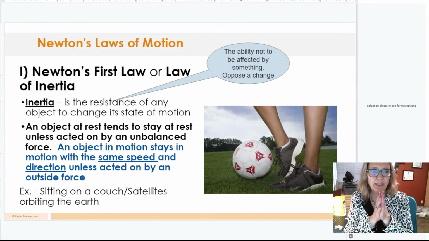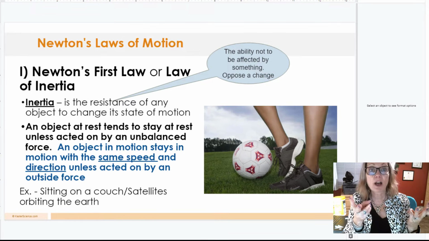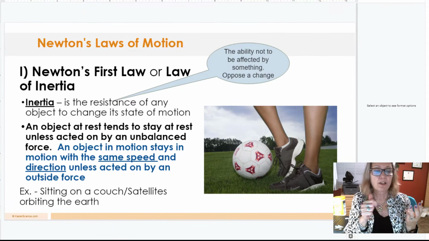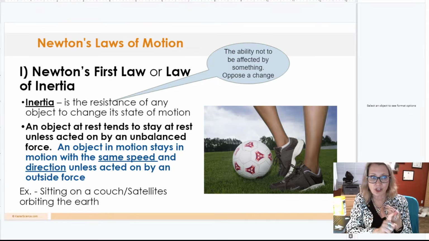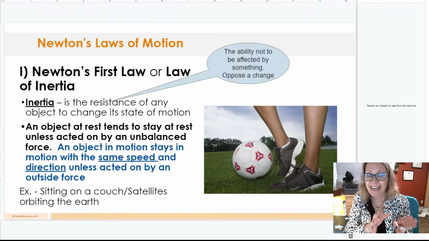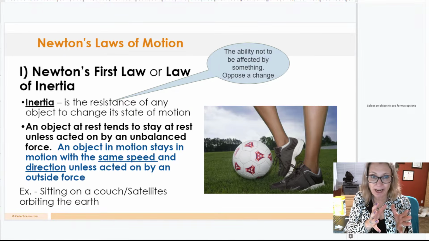All right, so let's get started with these 3 laws of motion. The first law, Newton's first law, all of these laws have a second name. So the first law, second law, third law, but they also go by another name as well. So Newton's first law of motion is also called the law of inertia. And so the law of inertia basically is all those little videos that I was showing you.